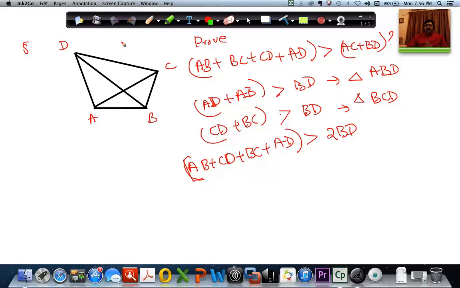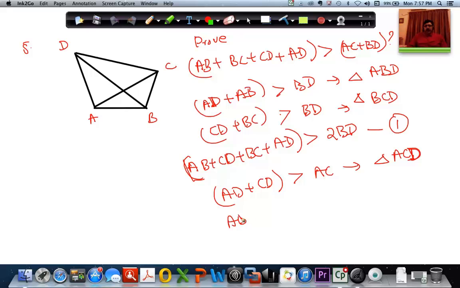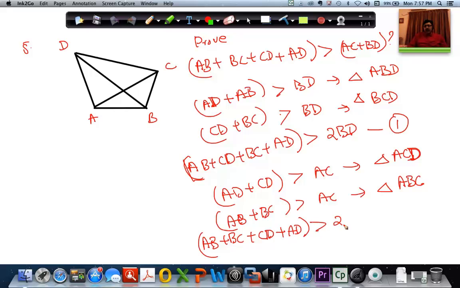Okay, now let us do another one. So this is the first thing which I've got, right? Now let us look at AC. So if you look at triangle ACD, I can say AD plus CD is greater than AC. That's if I consider triangle ACD, that's true. And AB plus BC is also greater than AC if I consider triangle ABC. So if I sum up the terms on the two sides, then I can say AB plus BC plus CD plus AD is greater than 2AC.